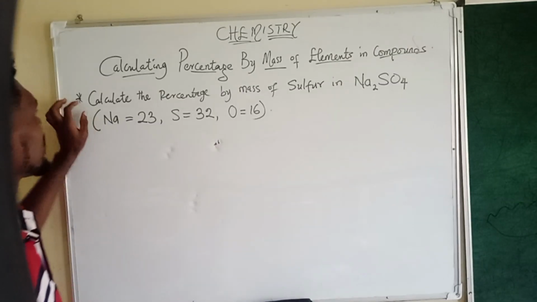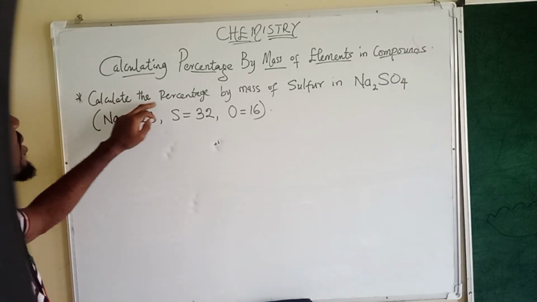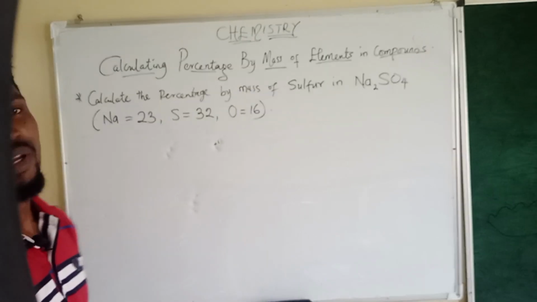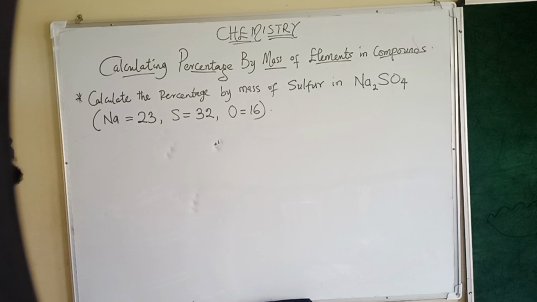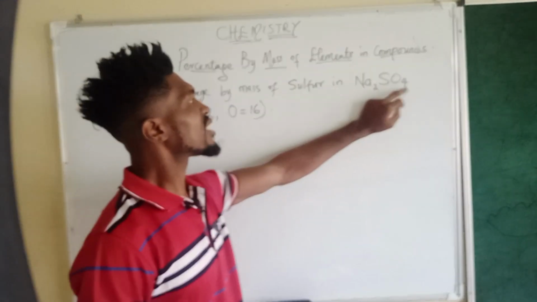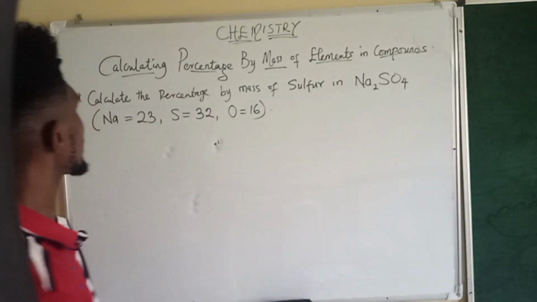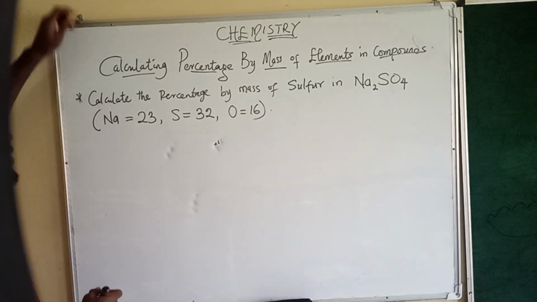So we have on the board, we're being told to calculate the percentage by mass of sulfur in Na2SO4. That is sodium tetraoxosulfate 6, right? So this is the general formula.